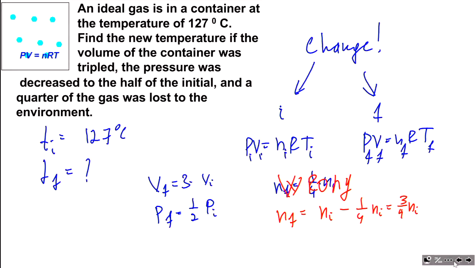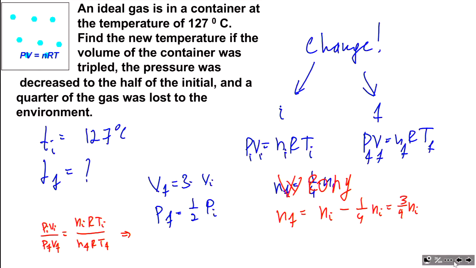Well, now, all I have to do is, well, actually, what I like to do is just write a ratio. P initial, V initial over P final, V final should be equal to N initial, R T initial over N final, R T final.